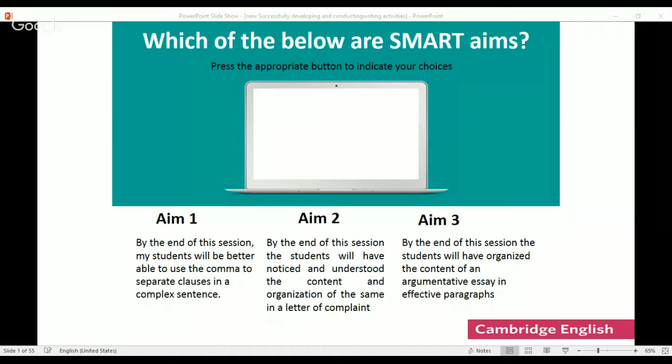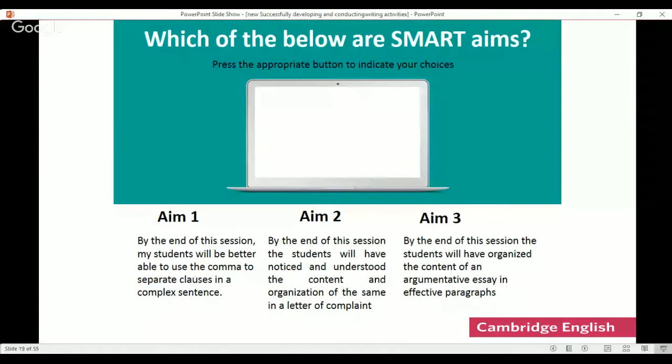Let's see what you voted. So 50% of our participants have voted aims 1 and 3 as being SMART aims, whereas the other 50 have said all three aims are SMART aims. Let's look at the answers. Aim 1 is definitely a SMART aim, as is aim 2, and so is aim 3. So the answer is aims 1, 2, and 3 are all SMART aims.